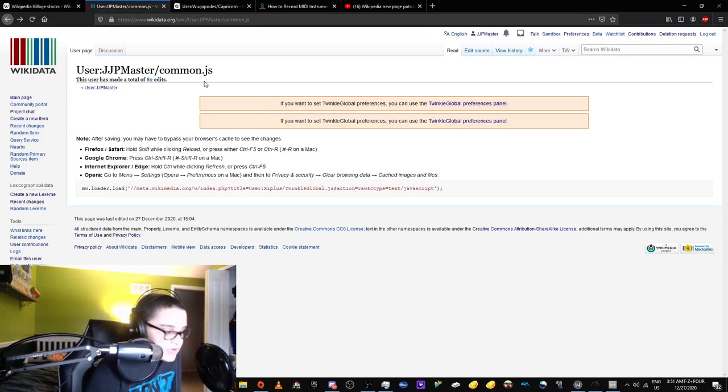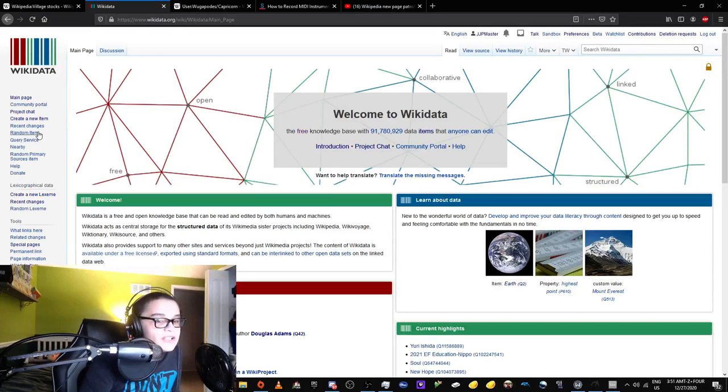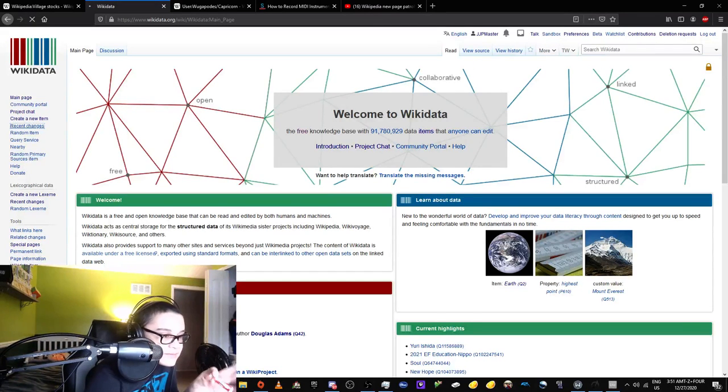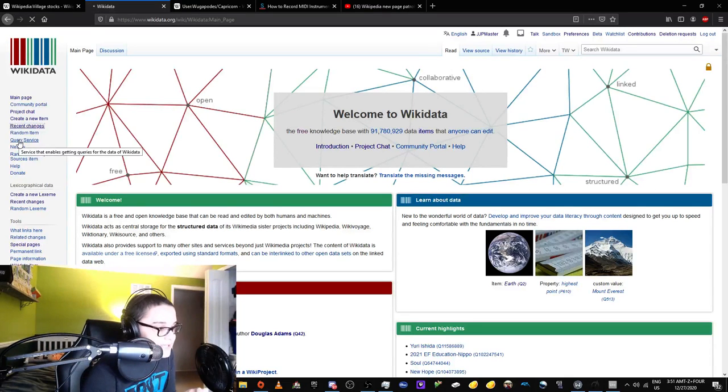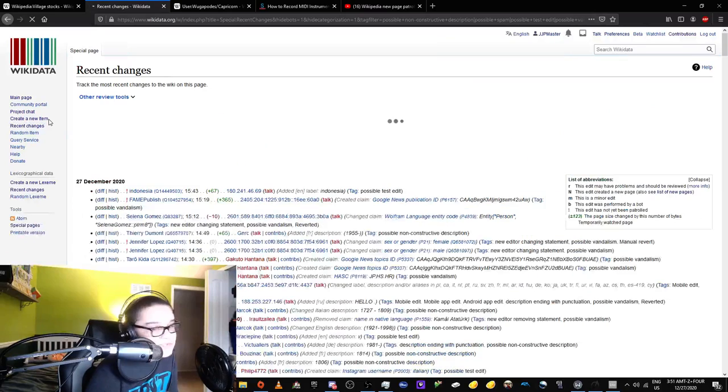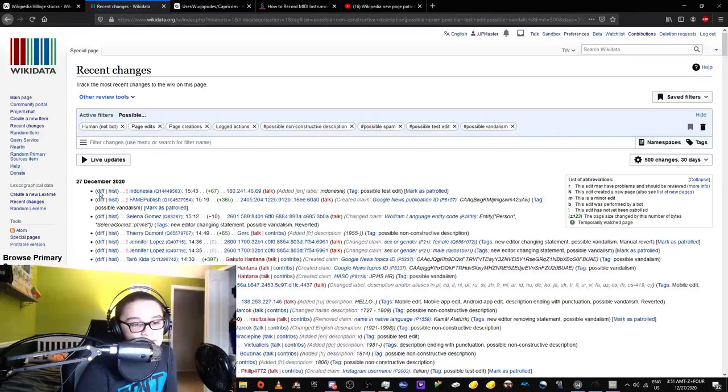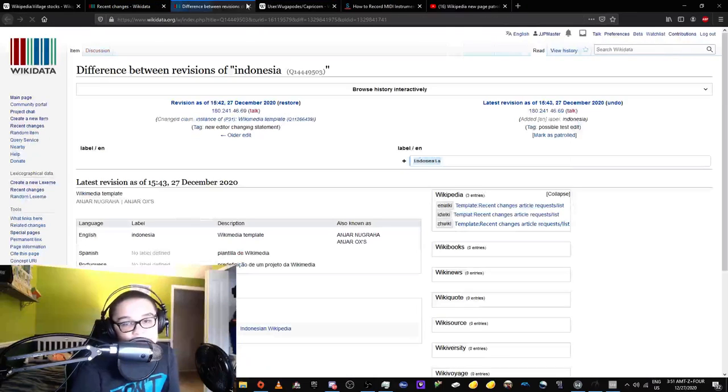So here is Wikidata. It's just my newfound technology on Wikidata. I found the script and it's amazing. Let's take a look at some recent changes and patrol them, because I'm a recent changes patroller on Wikidata. Please just give me rollback permissions already. So this is a possible test edit. Let's take a look. Diff and do something.